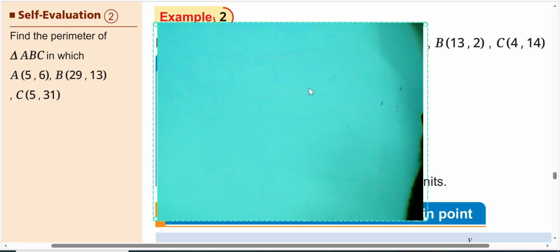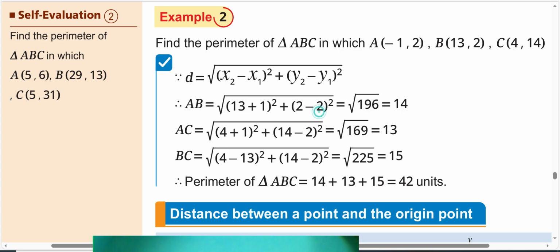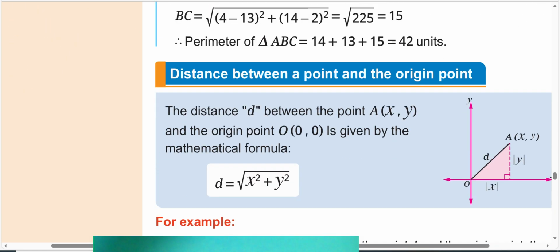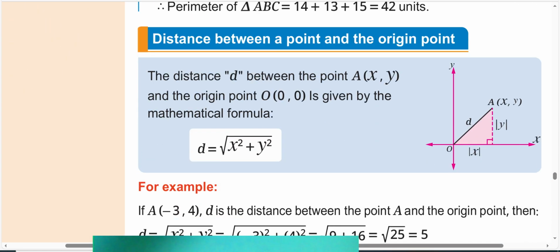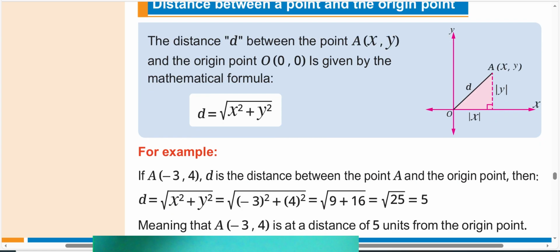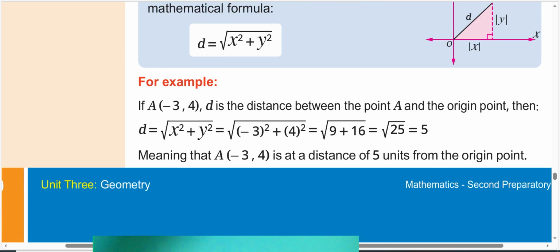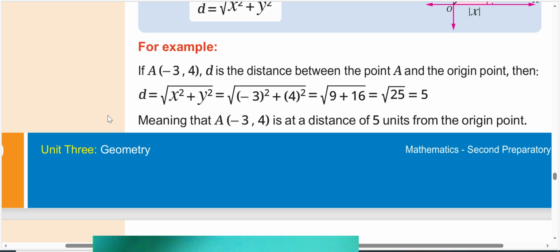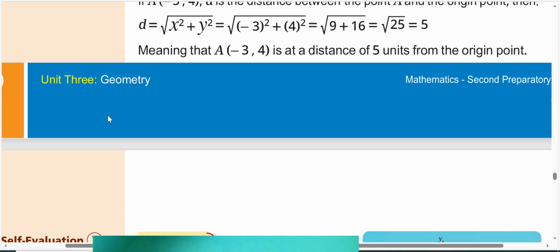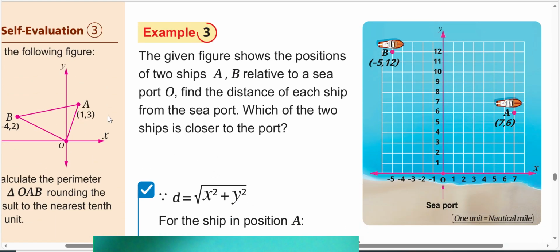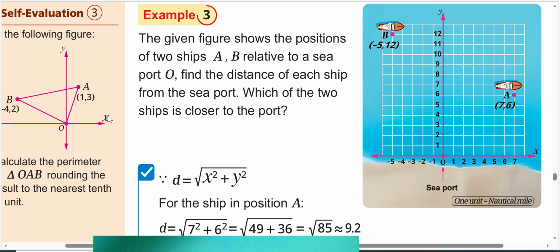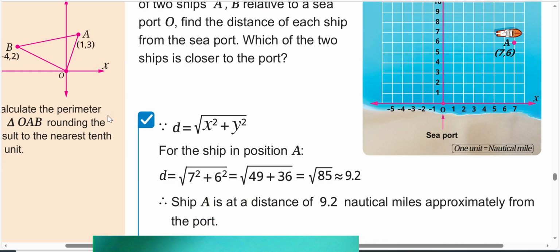Next question. This is example number 2. The question asks for the distance between a point and the origin. We can use this rule: square root of x power 2 plus y power 2. For example, we can find the distance between point A and the origin: square root of 9 plus 16 equals 5. Example number 3, you can find the distance between each point and the origin.